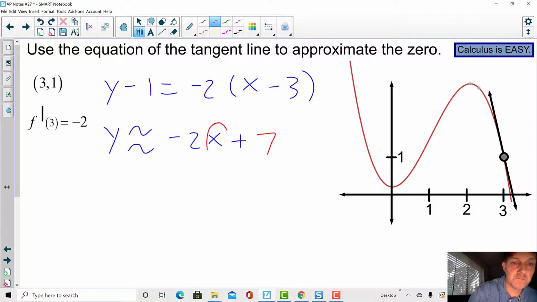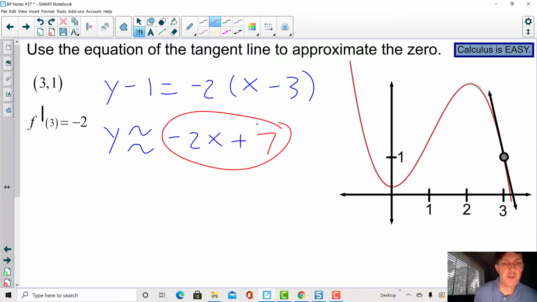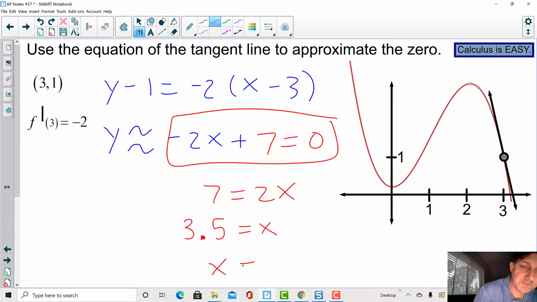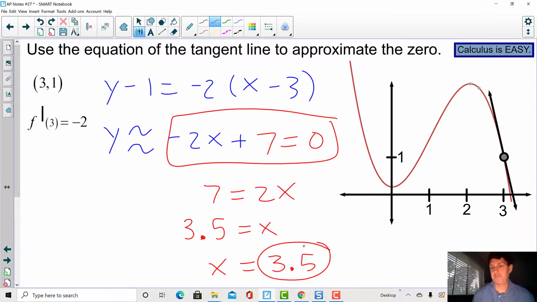Normally, we would plug into the value of x. But here, they're just trying to do something different. They're trying to use that equation of a tangent line to estimate the 0. Okay, so we're just going to set it equal to 0 and solve. You can add 2x to both sides, and then divide by 2. Okay, I always like to put the x first, so we'll put x equals 3.5. You can see that the real 0 for that curve is a little bit less than 3.5.